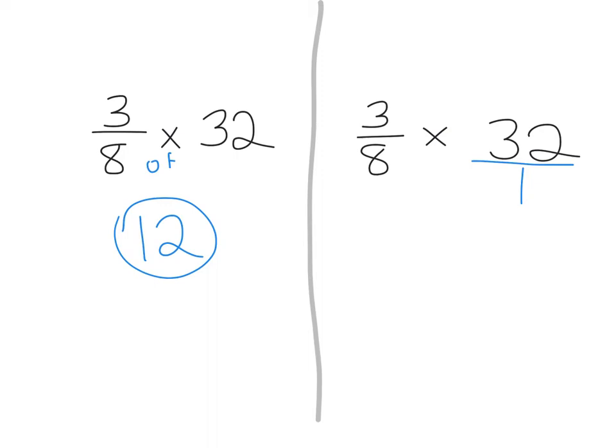Now I'm ready to multiply, and I should look to see if I can simplify, and I can. This numerator 32 and this denominator can both be divided by 8. So 32 divided by 8 is 4, and 8 divided by 8 is 1. Now I can multiply the numerators. 3 times 4 is equal to 12. And I can multiply the denominators. 1 times 1 is 1. And there we go. My answer is 12 over 1, aka 12.